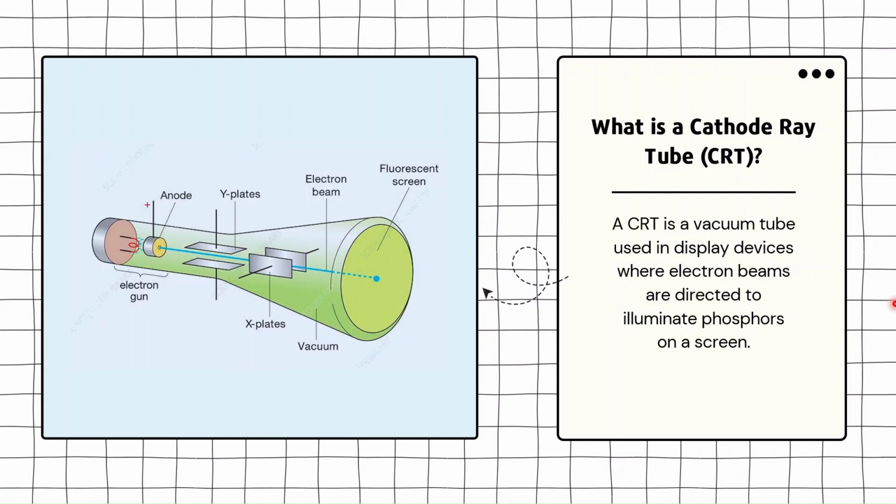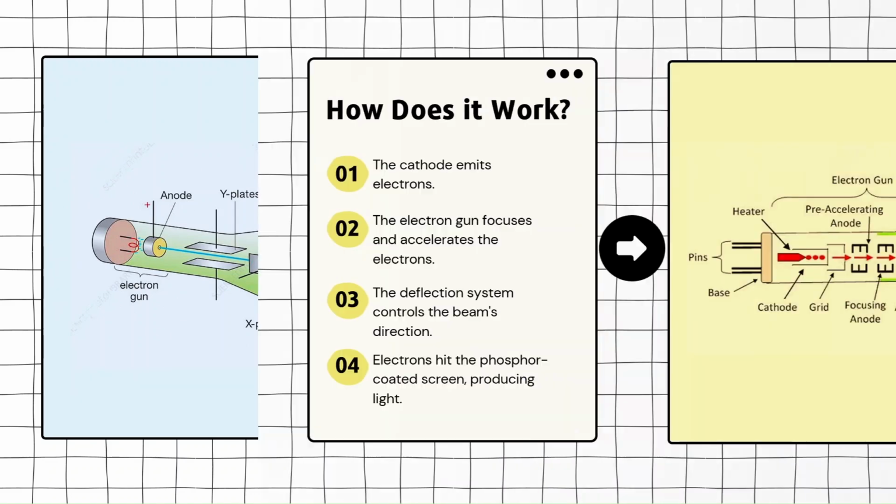With what is cathode ray tube. A cathode ray tube or CRT is a vacuum tube that is used in display devices where electron beams are directed to illuminate or light up phosphorus on a screen. It works by emitting electron beams which strikes phosphorus on the screen to produce visible images. CRTs were widely used in televisions, monitors, and oscilloscopes before modern flat panel displays took over. Here you can see the image of a cathode ray tube with all the labels.